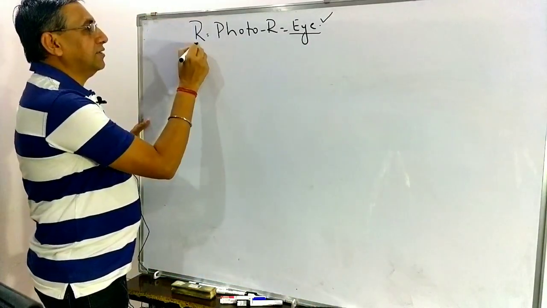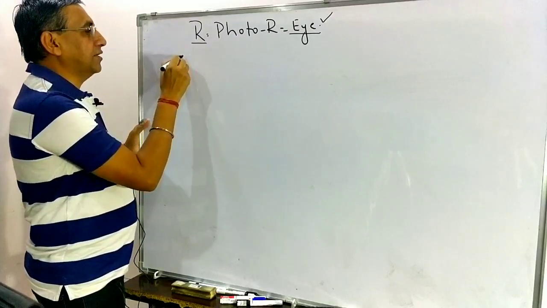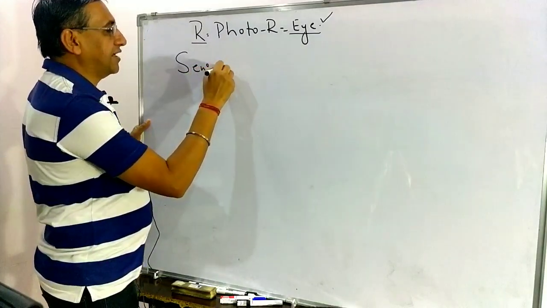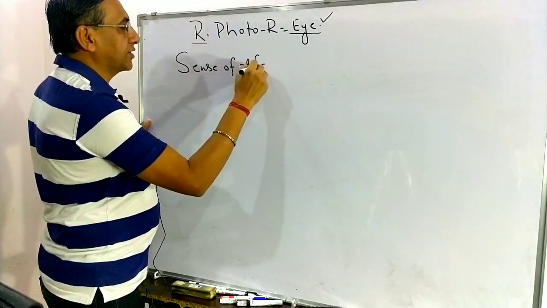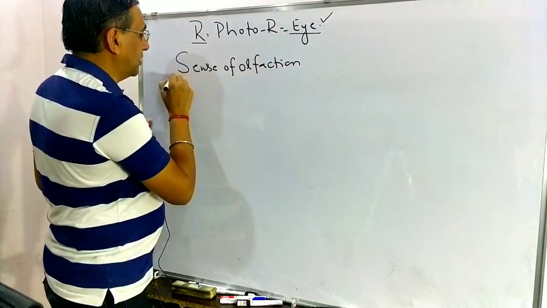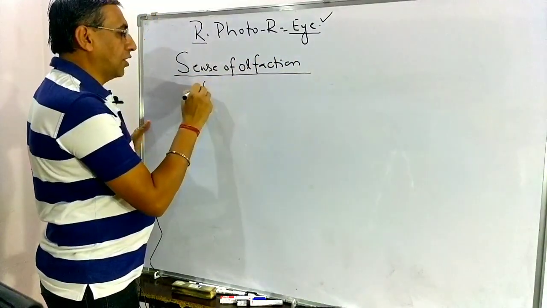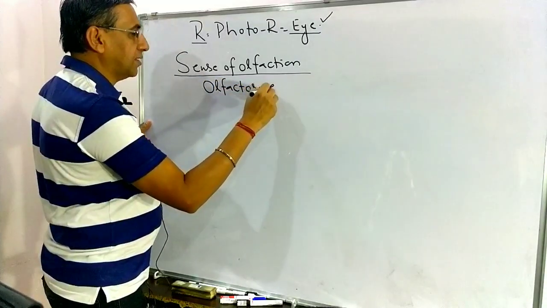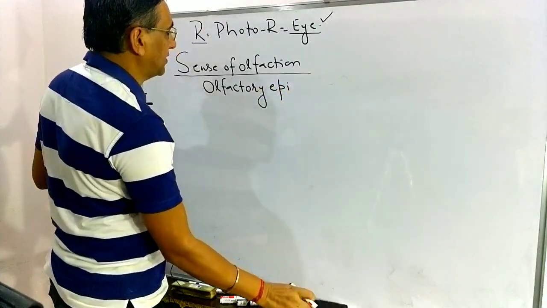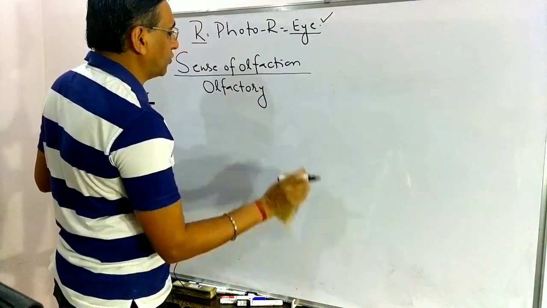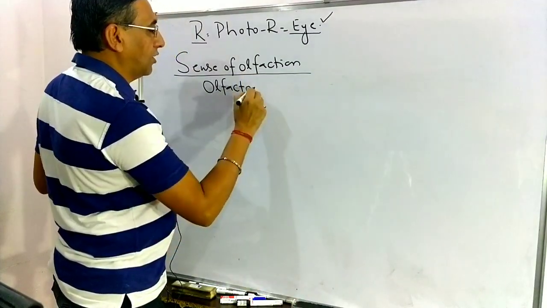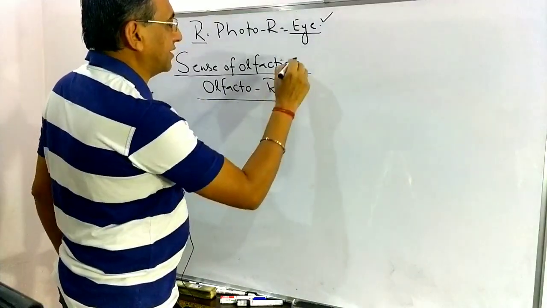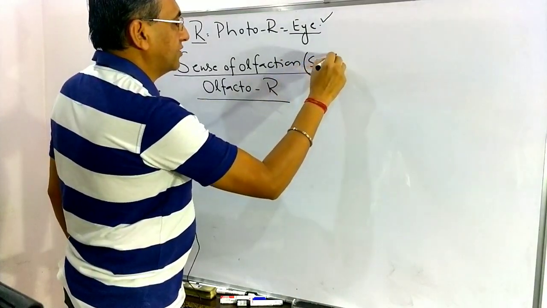Now the second topic we have to discuss is the sense of olfaction. It means we are going to discuss the olfactory epithelium, or the olfactory receptor. The sense of olfaction, in simple language, is known as the sense of smell.